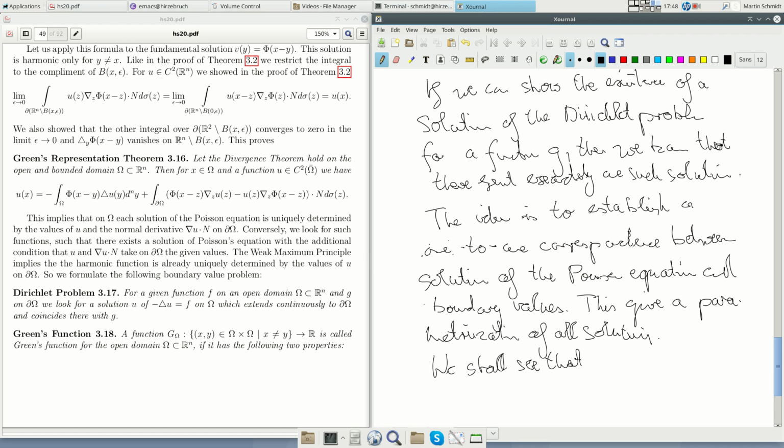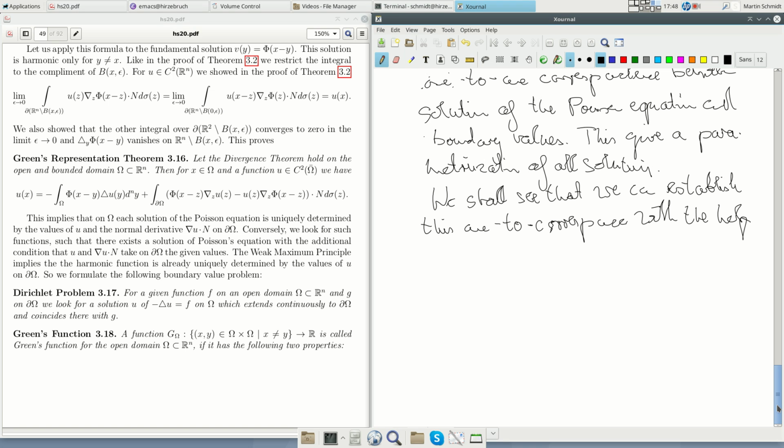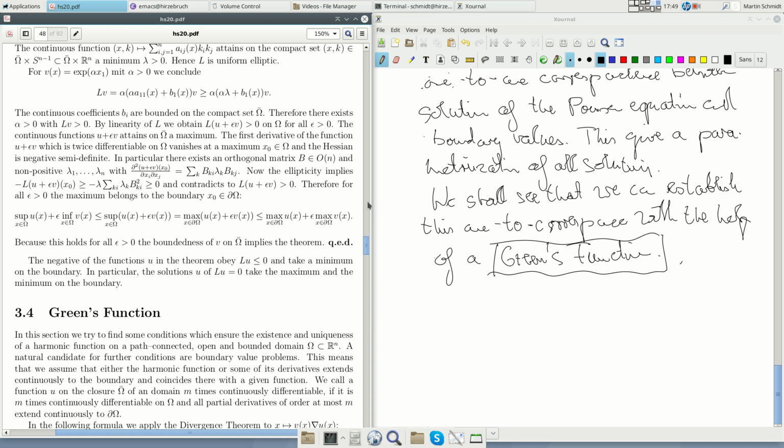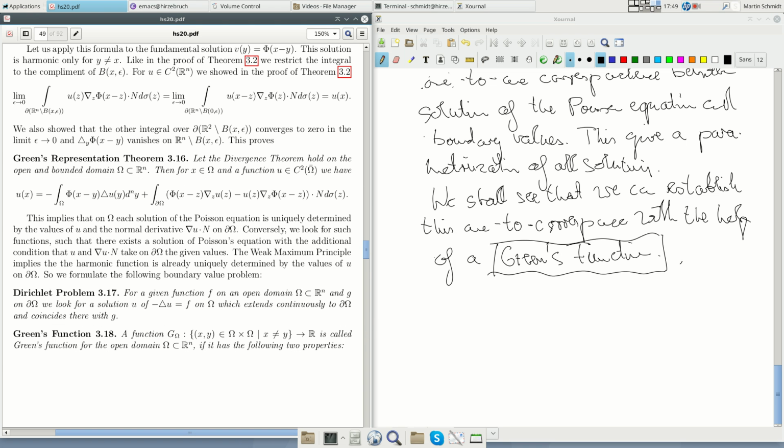Let's see that we can establish this one-to-one correspondence with the help of a so-called Green's function. So this is now a new concept, which gave the name for this section, because it's a very important concept, and this we want to explain now.